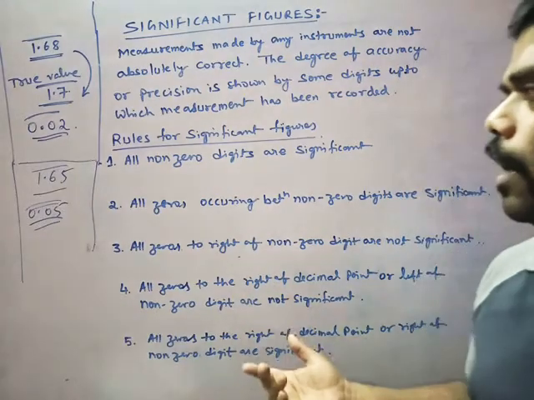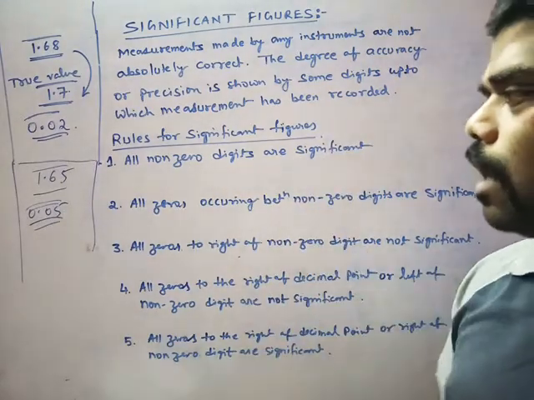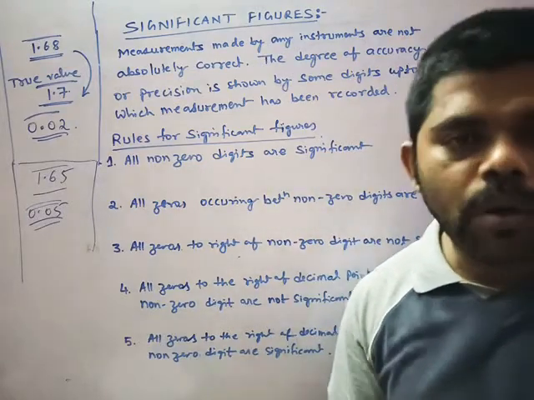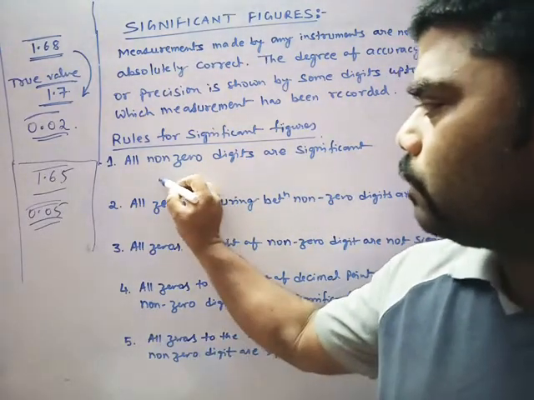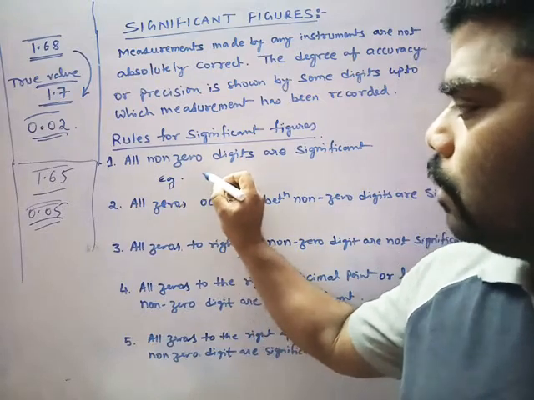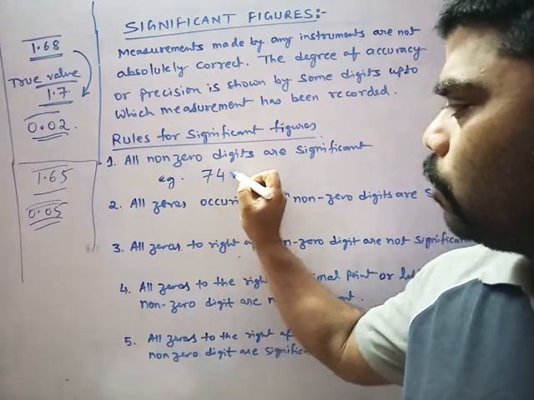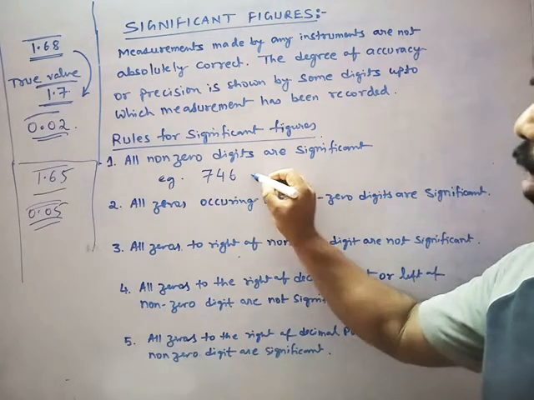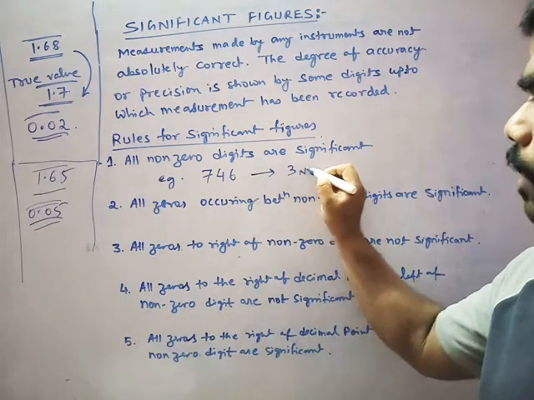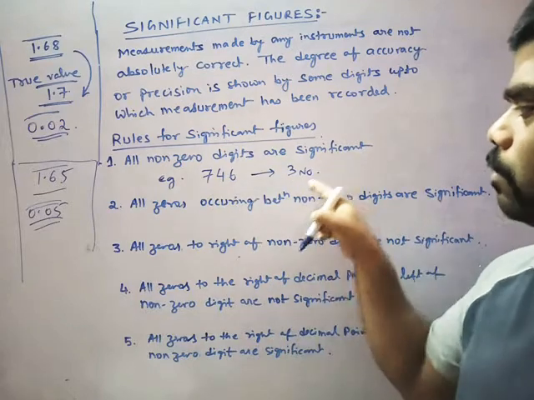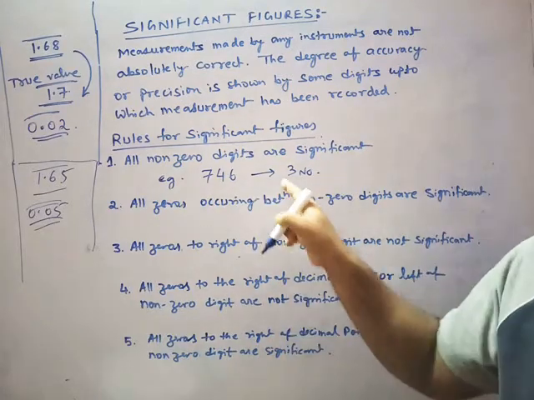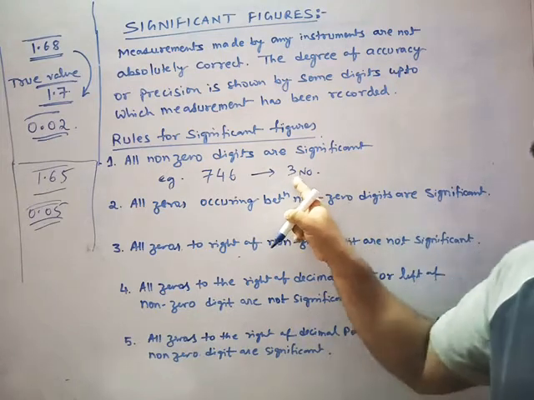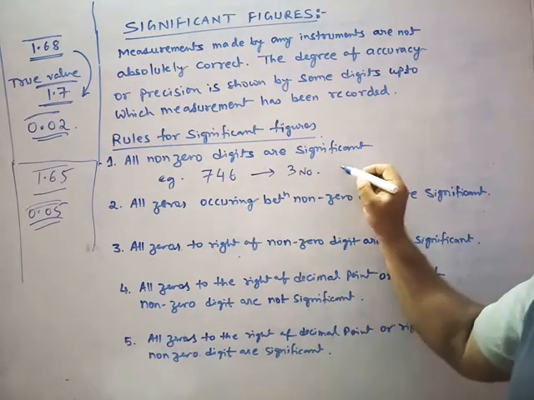So how can we write this? Rules for the significant figures are, right, all non-zero digits are significant. All non-zero digits are significant. So let me write here example. For example, 7, 4, 6, there is no 0. So I will say 3. So how many significant figures? You will say it is 3 numbers. So significant numbers are written in the digit, 3, 4, 5, some number it will indicate. How many? 3.